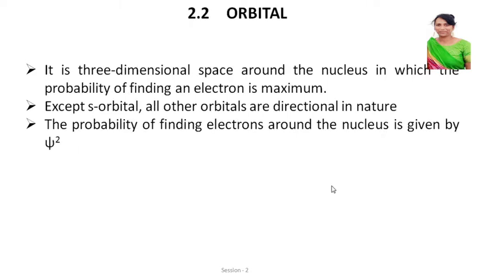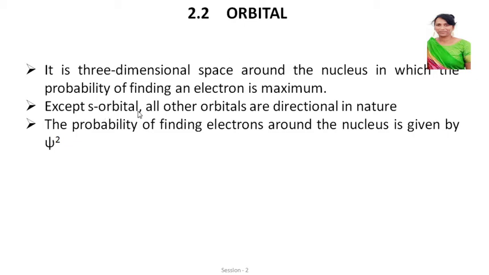What is an orbital then? It is a three-dimensional space around the nucleus in which the probability of finding an electron is maximum. Except s orbital, all other orbitals are directional in nature. Okay, s orbital is spherical, whereas p orbital will have one direction, px, py, pz. We shall look at that in the next slides.